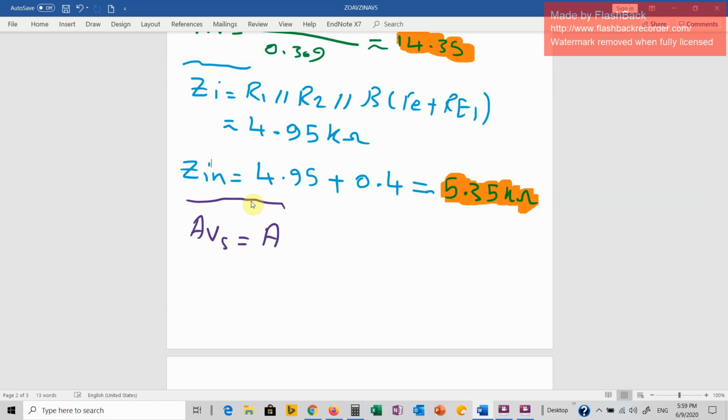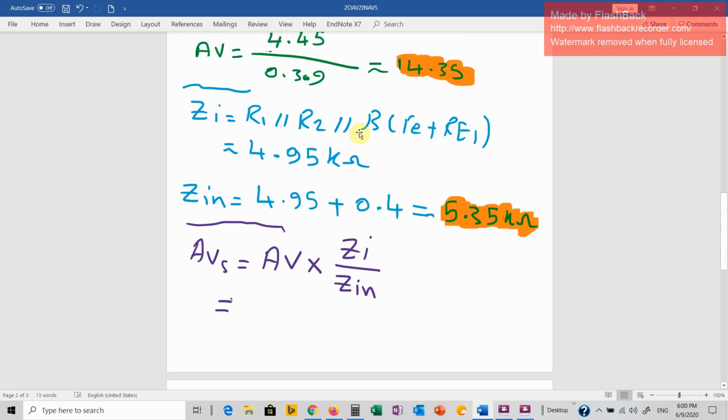AVS is equal to the internal gain of the transistor multiplied by Zi over Zin. Obviously Zi over Zin is less than 1. So this is AV; we found AV. How much is it? It is 14.35 times Zi, which is 4.95, over Zin, 5.35 kilo ohm, and it's approximately equal to 13.278.